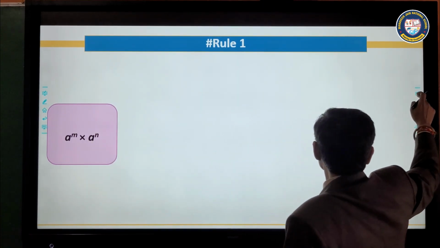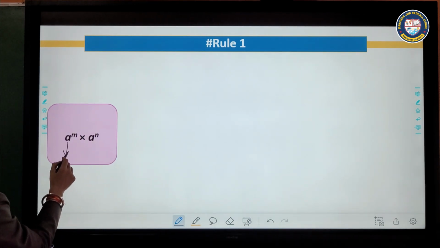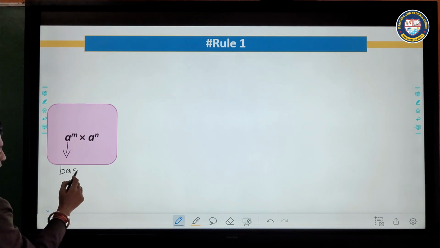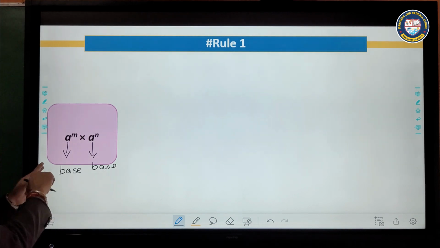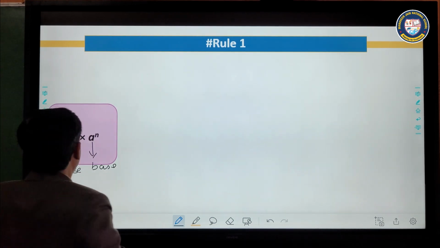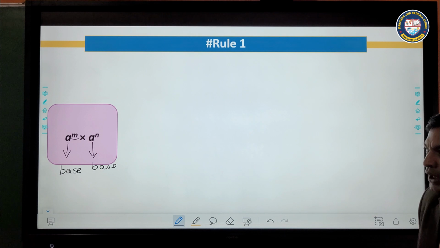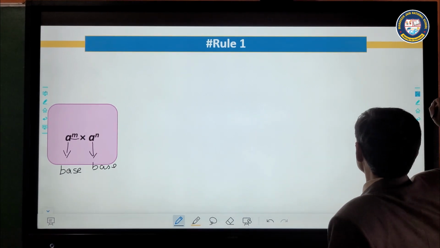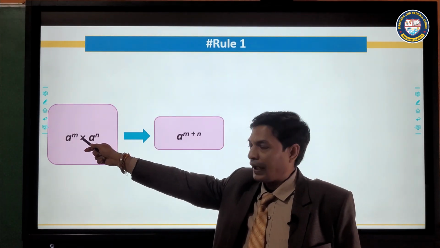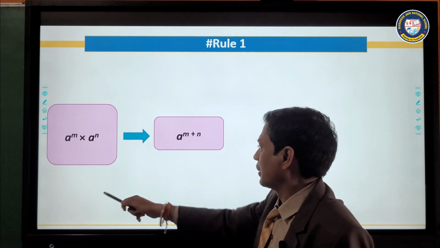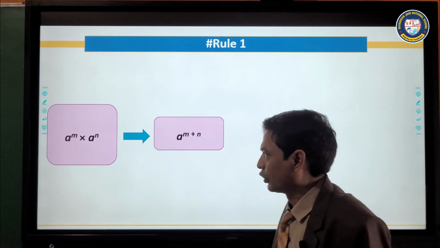So here the first law comes: a to the power m, where a is your base, and a to the power n, which is again a base. Here both the bases are the same, clear? And now look at the power. The power is m in the first case, and in the second case the power is n. So a to the power m multiplied by a to the power n gives us a to the power m plus n.